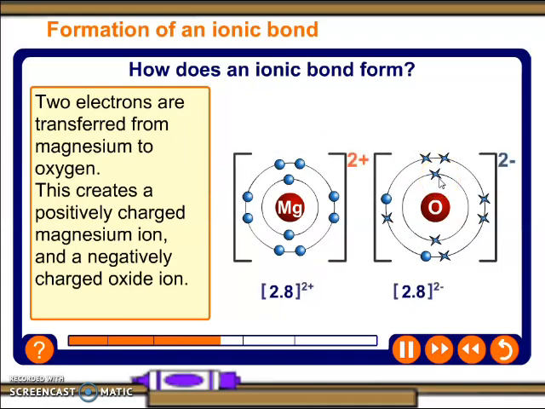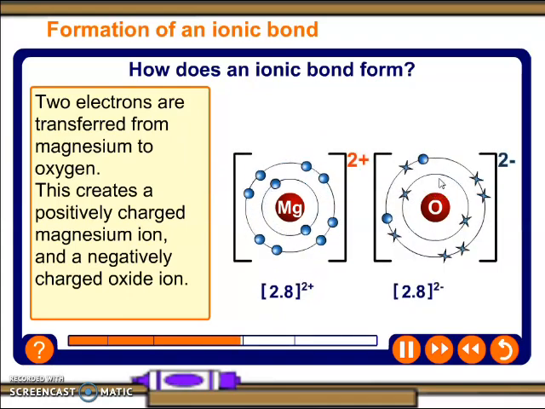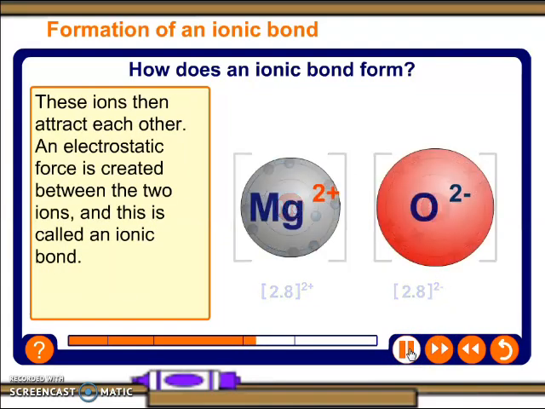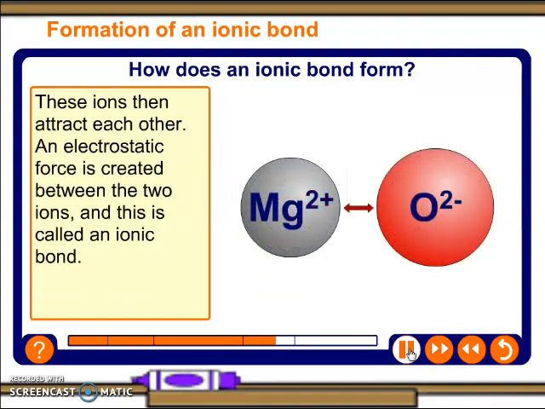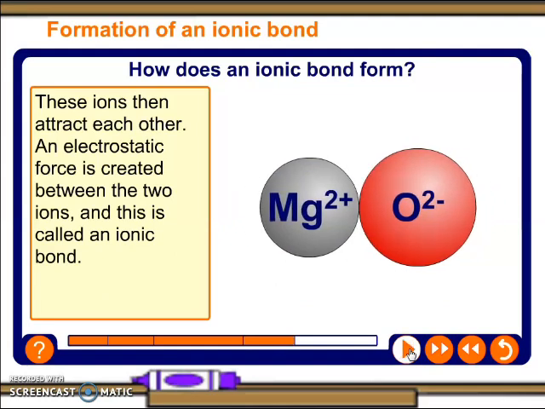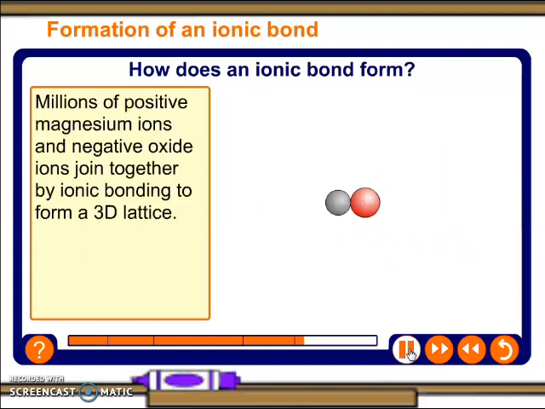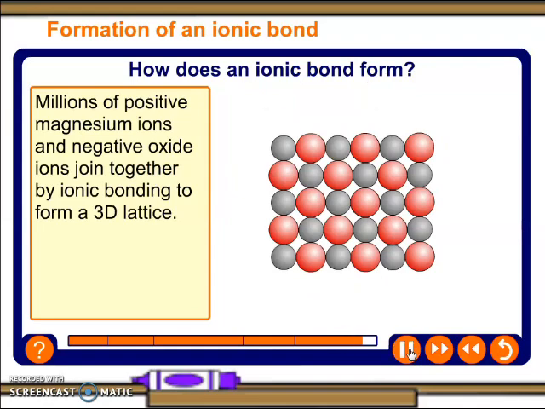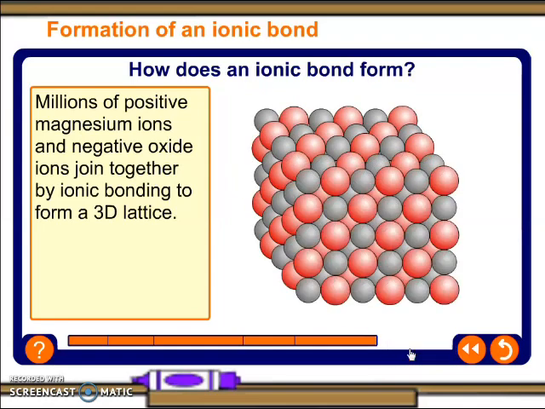This creates a positively charged magnesium ion and a negatively charged oxide ion. These ions then attract each other. An electrostatic force is created between the two ions, and this is called an ionic bond. Millions of positive magnesium ions and negative oxide ions join together by ionic bonding to form a 3D lattice.